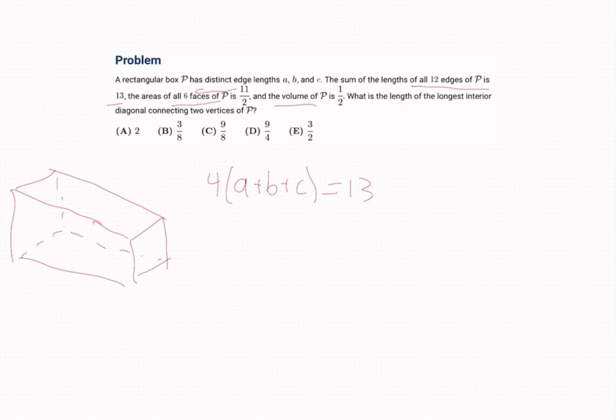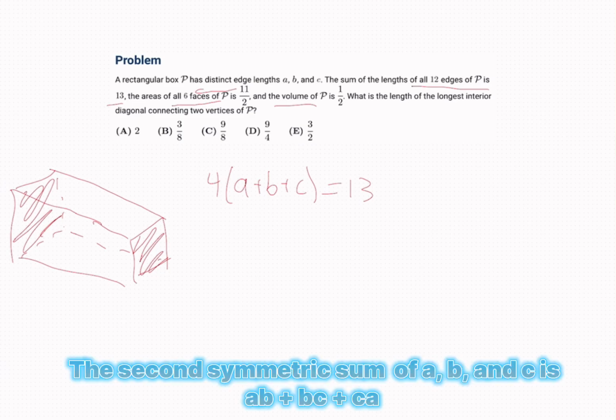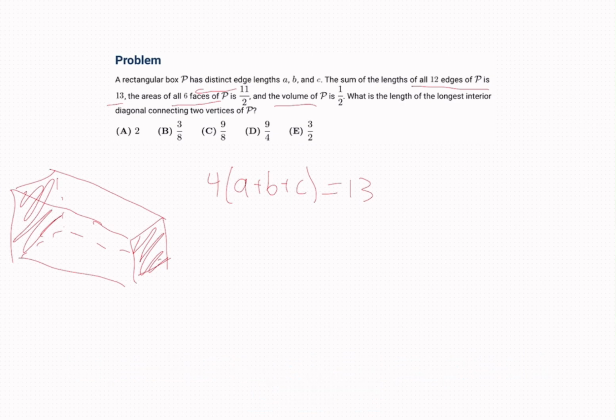So, there are 2 identical versions of each face. They don't look very identical in my figure. They are, in fact, identical. And they are the second symmetrical sum of A, B, and C here. And there are 2 of each. So 2 times (AB plus BC plus CA) equals 11 over 2. And next up, the volume is 1/2. So that is quite simply ABC equals 1/2.